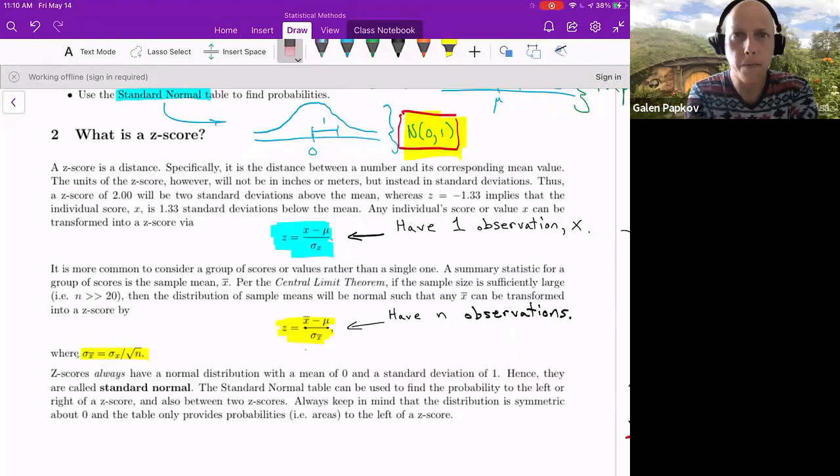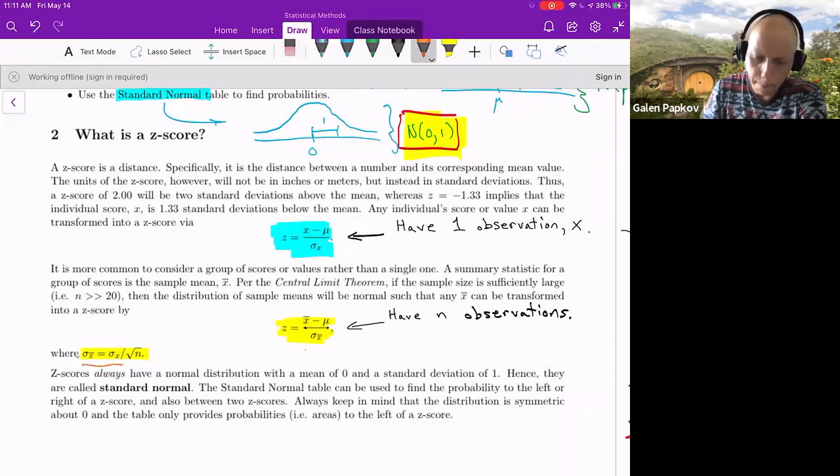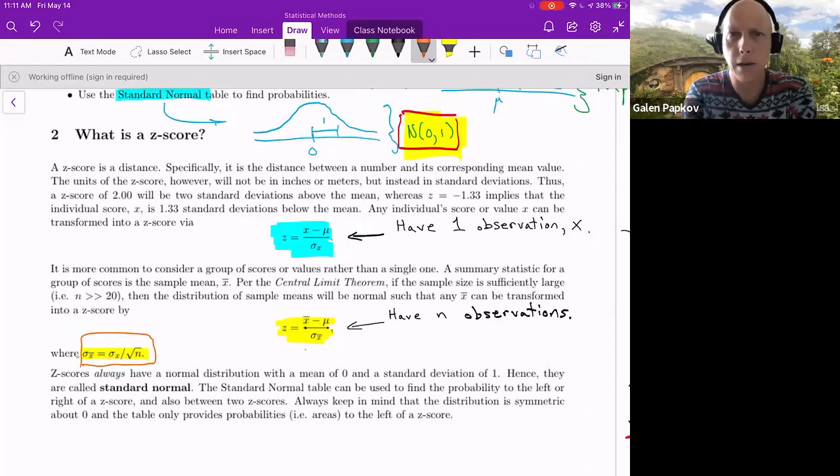But sometimes you may have more than one measurement. You may have a group or a sample of size n, in which case you're going to be using the second formula highlighted in yellow there, which is x bar, the mean of that sample, minus mu, the mean of the population, divided by sigma with the subscript x bar. That subscript x bar tells you that that is the standard deviation of the sample mean, which is given by the standard deviation of your population divided by the square root of the sample size. Now that comes from something called the Central Limit Theorem.